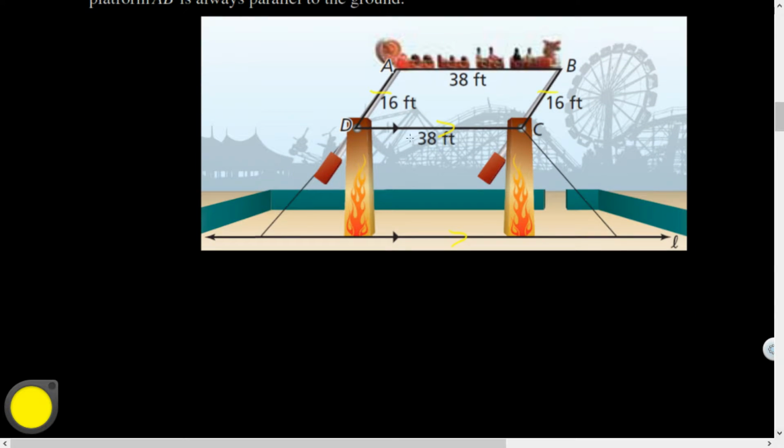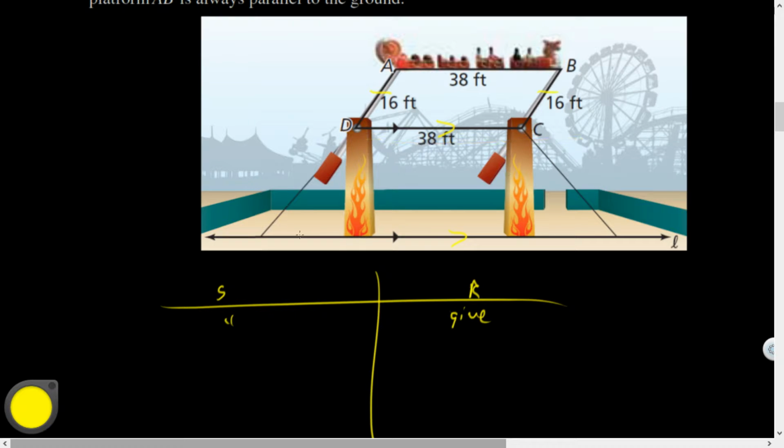Okay. Well, I could say that AD is congruent to BC by definition of congruent. Yeah, so I guess I could do a statement-reason sort of thing. My given information is this parallel fact and the side measures being equal. So I could say that AD is congruent to BC by definition of congruent.